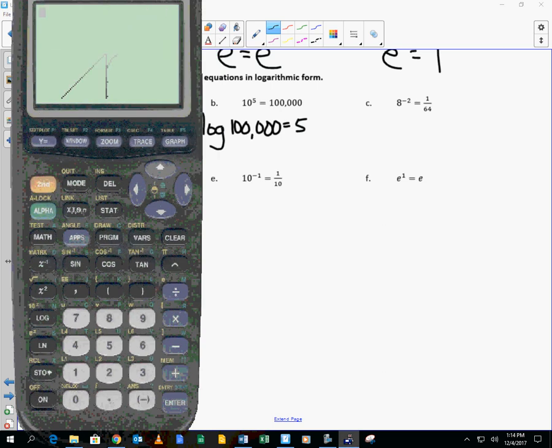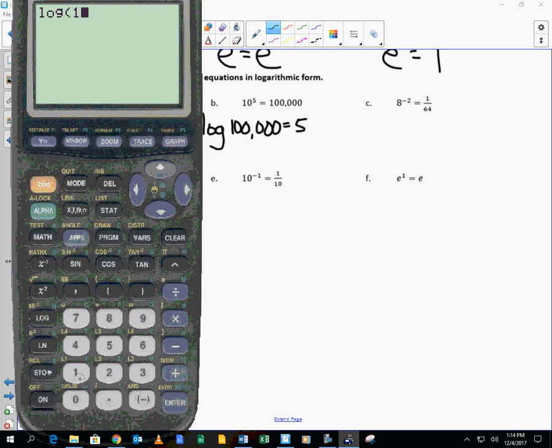It says logarithm of 100,000 is equal to 5. Whoop, I did 10,000, sorry. You get the point? Okay. Now it doesn't tell us 4 to what power is 40. That's a little bit more challenging of a question for us.